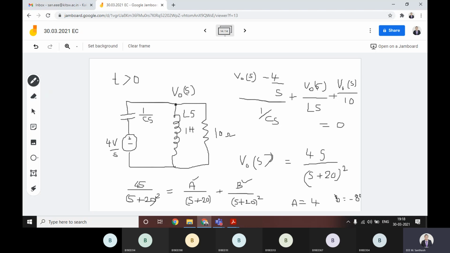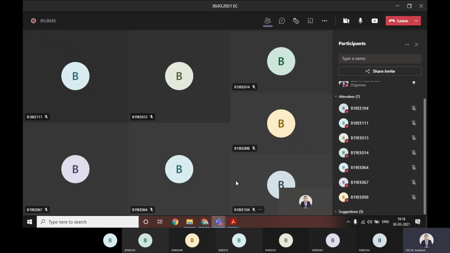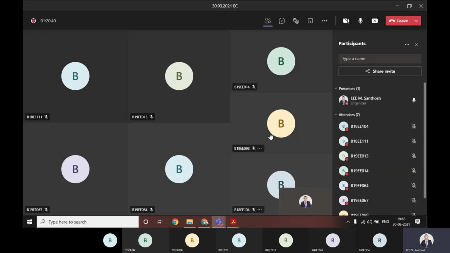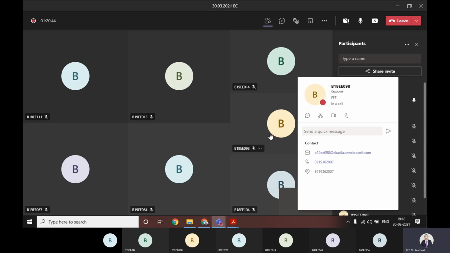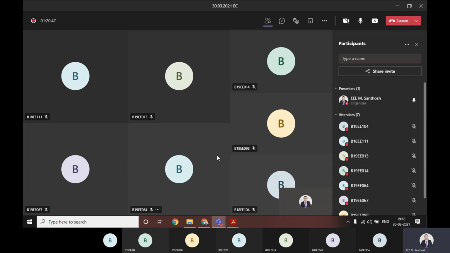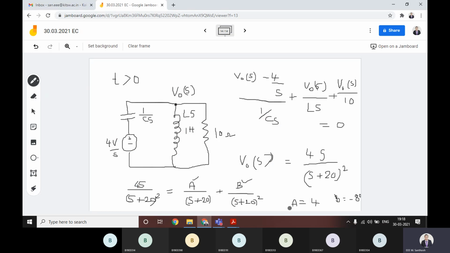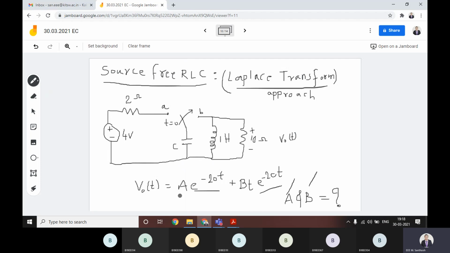We'll see in the next class. We'll stop it here as time exceeds 7:15. You try to solve that using the partial fractions, then simply find the value of A and B, and check how much you are getting. You must get A value as 4 and B value as minus 80. If you are getting that, it's okay. That means you will get the final expression as 4 into e power minus 20t minus 80 into t e power minus 20t.